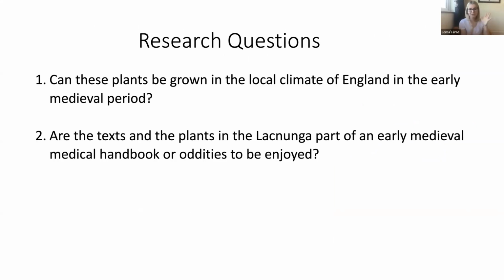Right, so we have our sources of Old English medical texts, two fantastic archaeological sites, and a brief explanation of how the archaeological sites are going to give us information on plants. So we're going to look at the Nine Herbs Charm and apply two research questions to it. One, can these plants be grown in the local climate of England in the early medieval period? So the plants that are mentioned, the nine herbs basically. And two, are the texts and the plants in the Lacnunga part of the early medieval medical handbook or oddities to be enjoyed? Right, so next slide, please.